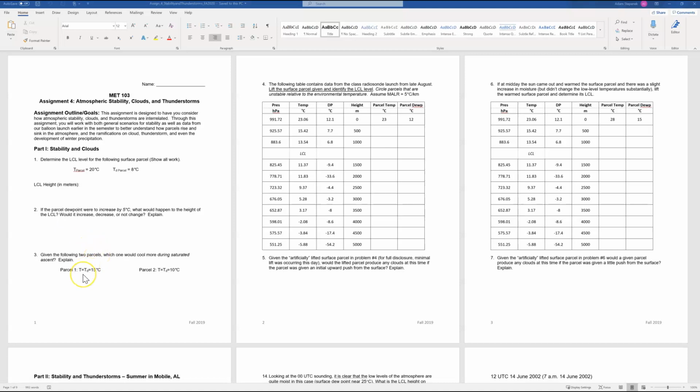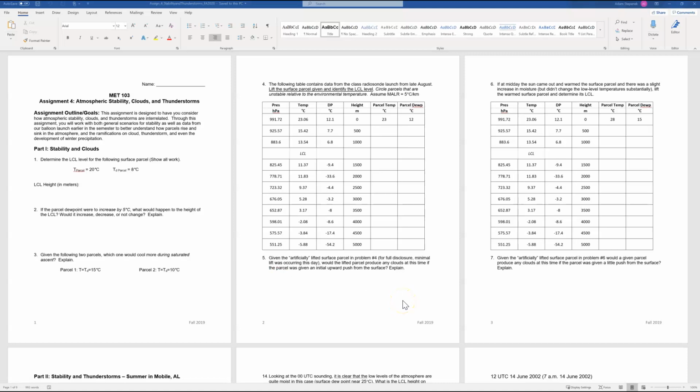A couple different parcels here where we have a temperature and a dew point of 15, a temperature and a dew point of 10. This one you have to think for just a bit. Which one would cool more during its saturated ascent? What this is related to is the fact that our moist adiabatic lapse rate is not a constant. So think a little bit about that, and this deals back to our saturation vapor pressure, that curve that I've given a funny name to, the Clausius-Clapeyron relationship, a couple of times.